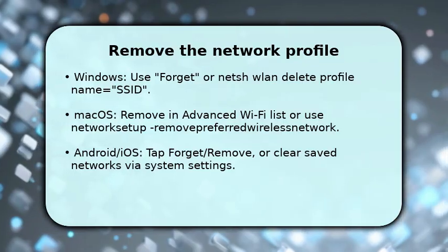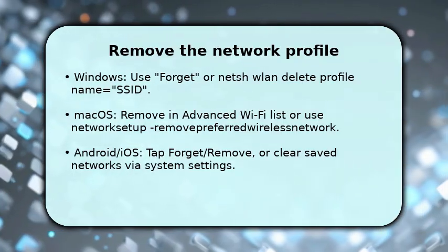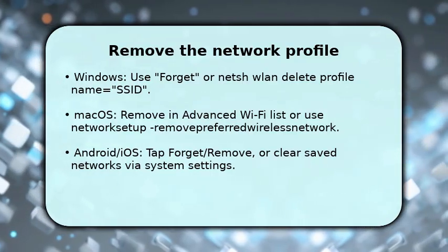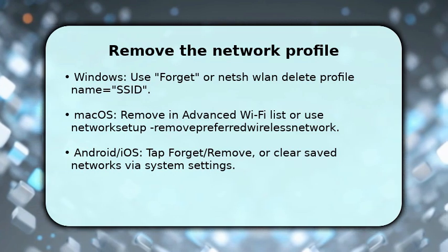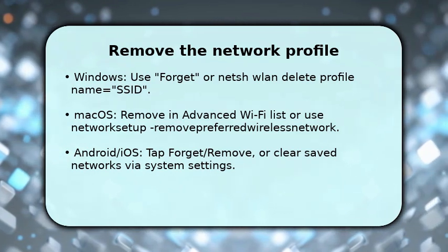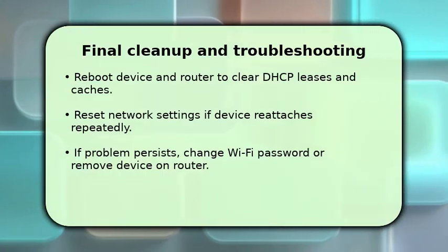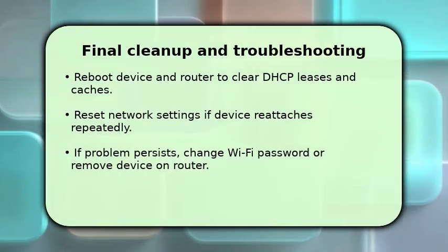Once done, verify saved credentials are gone and that Auto Connect options are cleared. If the network reappears, proceed to router or system-level caches in the next steps. You finish by rebooting both device and router to flush caches and DHCP leases, which prevents immediate reattachment.